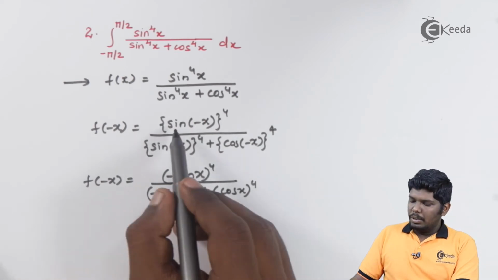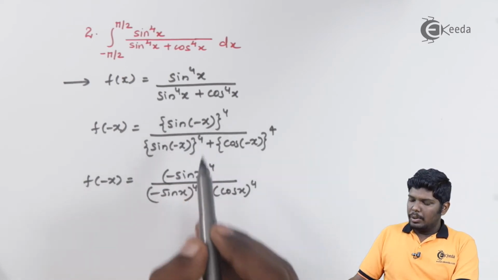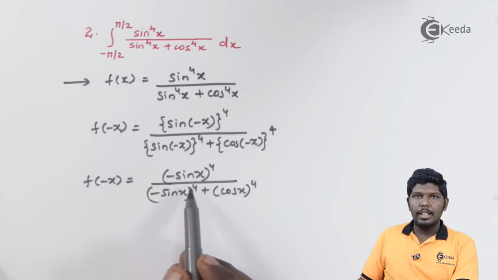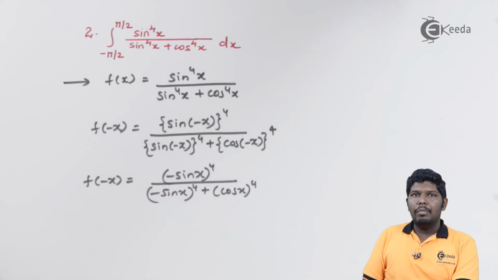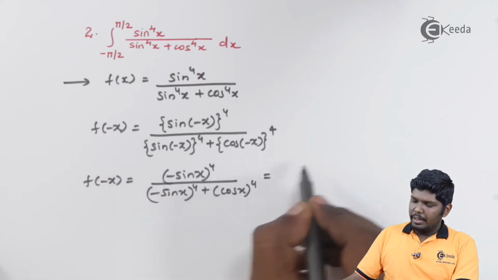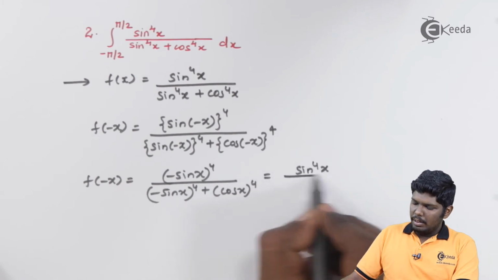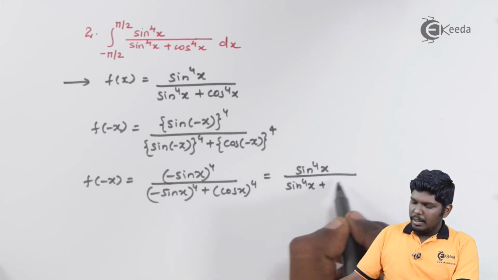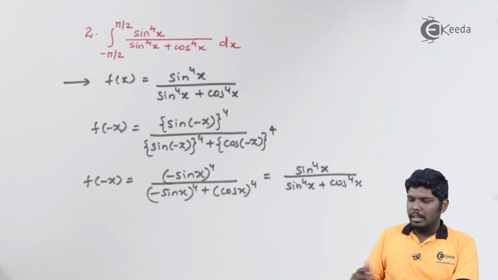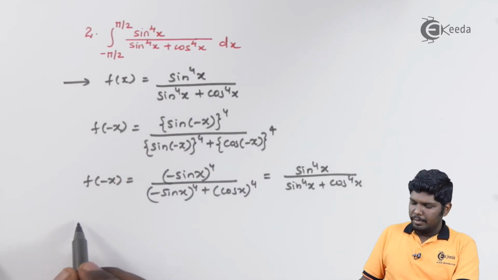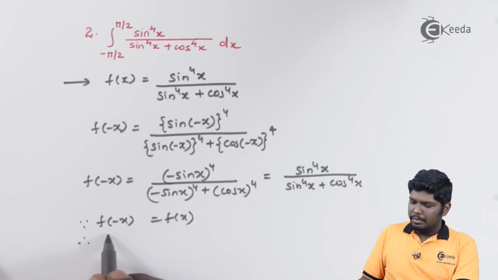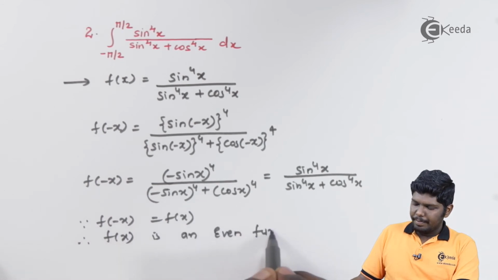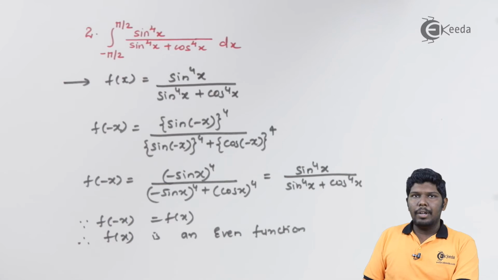Now, as we know, sin of minus theta is minus sin theta. So this will give you minus sin x raised to 4 upon minus sin x raised to 4 plus cos of minus theta will give you cos theta. So this becomes cos x raised to 4. Now minus term with even power will give you a positive answer. So further, this will give you sin raised to 4x upon sin raised to 4x plus cos raised to 4x. It means we are getting our original function f of x. Since f of minus x is equal to f of x, we can say the given function f of x is an even function.